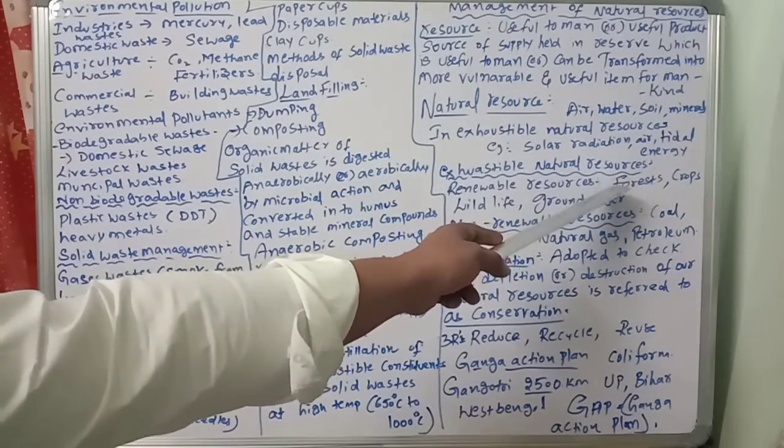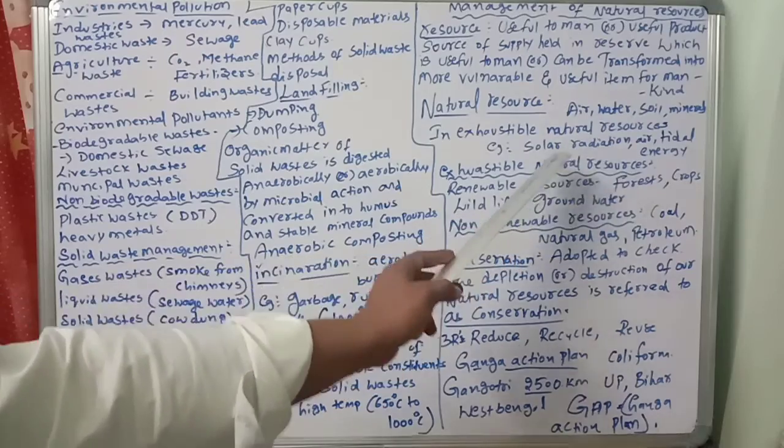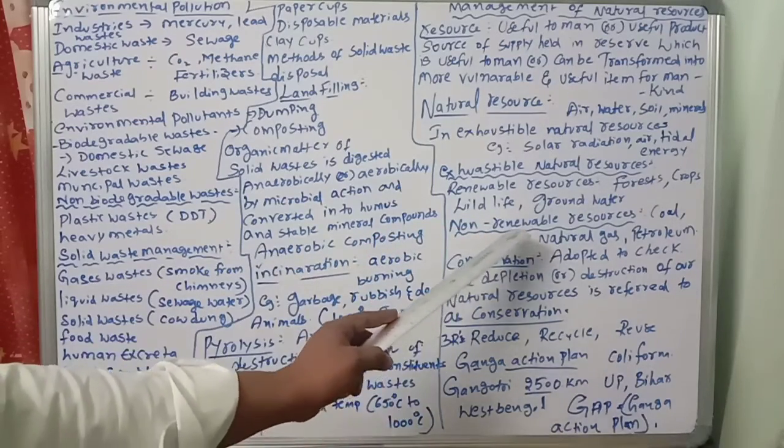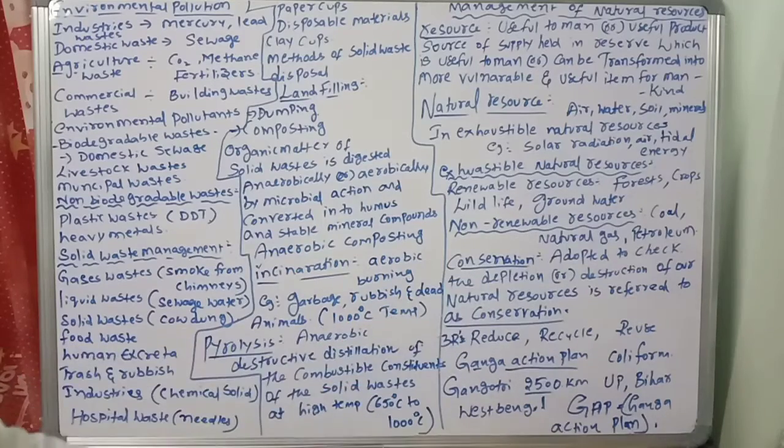Exhaustible, renewable resources, like forest. See, if you cut the forest, it will take too much time to come back. That's why they are called exhaustible resources: crops, wildlife, groundwater. Non-renewable resources: coal, natural gas, petroleum. They won't come back after utilization. That's why they are called non-renewable resources: coal, natural gas and petroleum.